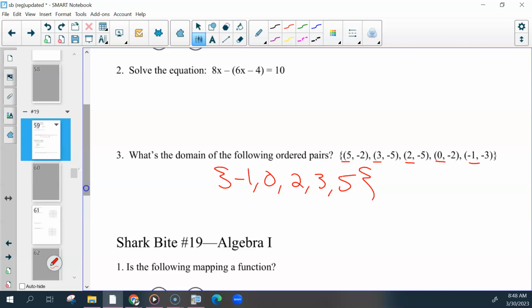And when you list them out, there are no repeats. So if you happen to have the same x value twice, you just put it once.